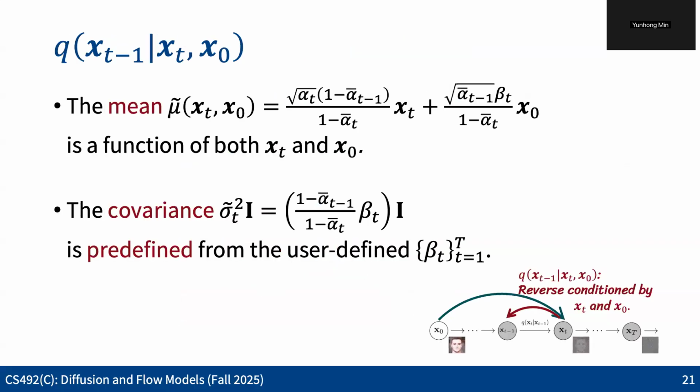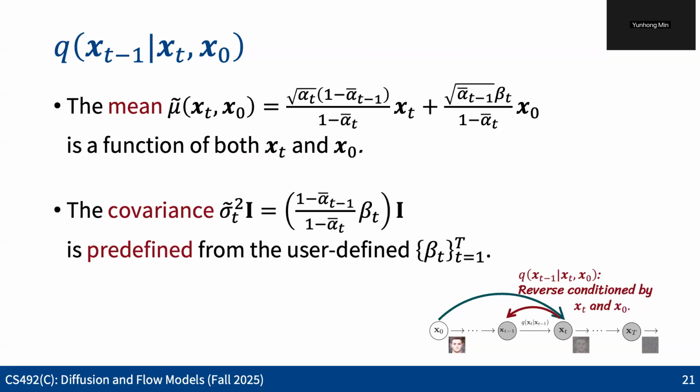And also the thing is that for the mean and the covariance of this Gaussian distribution, the good thing is that the covariance matrix is something that we can just calculate, right? We define the beta t, and based on that, we can calculate those terms directly. But how about the mean? For the mean, we also have some coefficients that we can calculate. And you can see that the mean becomes a linear function taking both the xt and the x0.